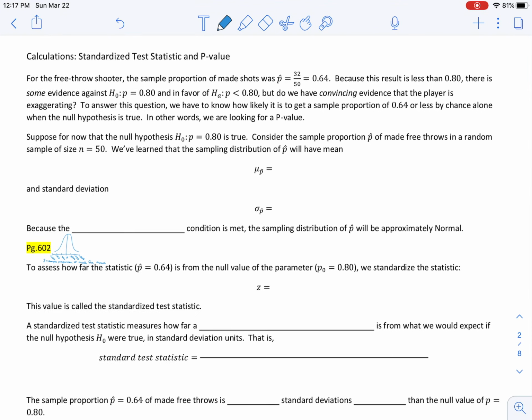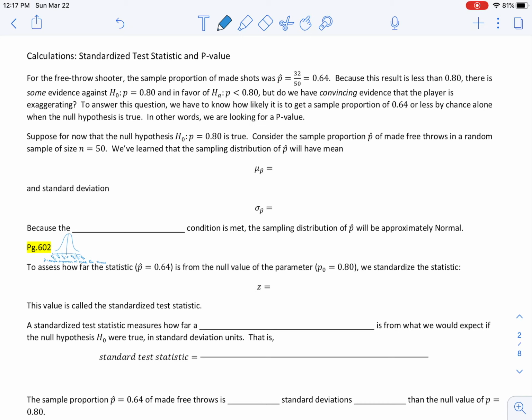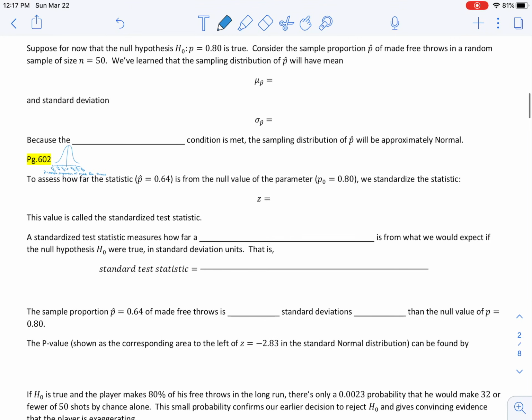So for that free thrower problem, because the sample proportion was less than 80%, there's some evidence against the null hypothesis. There's some evidence in favor of having a population parameter of less than 80%. But we're trying to see if there's convincing evidence. Rather than doing a simulation to see how unlikely this might be, we're going to actually calculate the p-value, the probability that we would get something this low or lower if he actually is an 80% shooter. So we need to talk about what our mean and standard deviation are for this distribution.